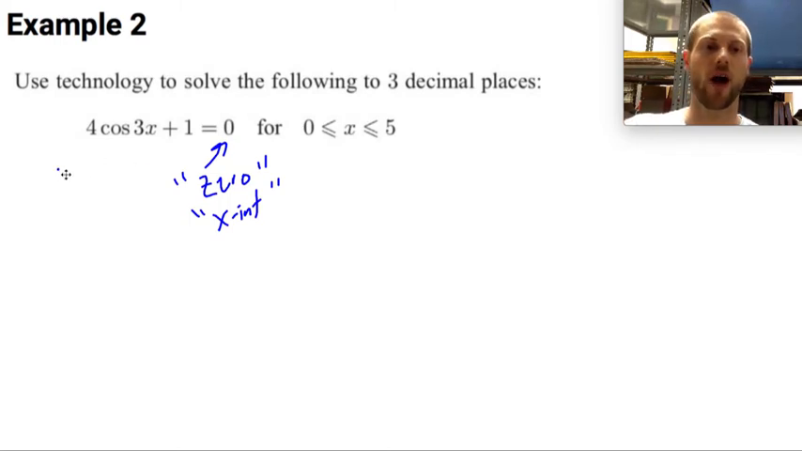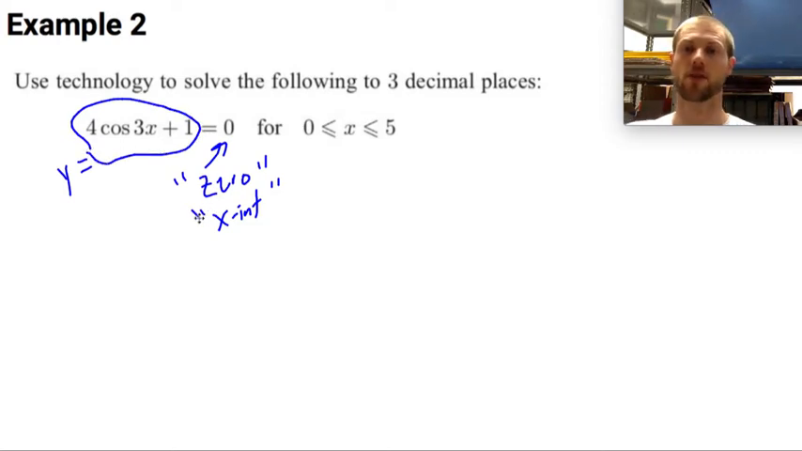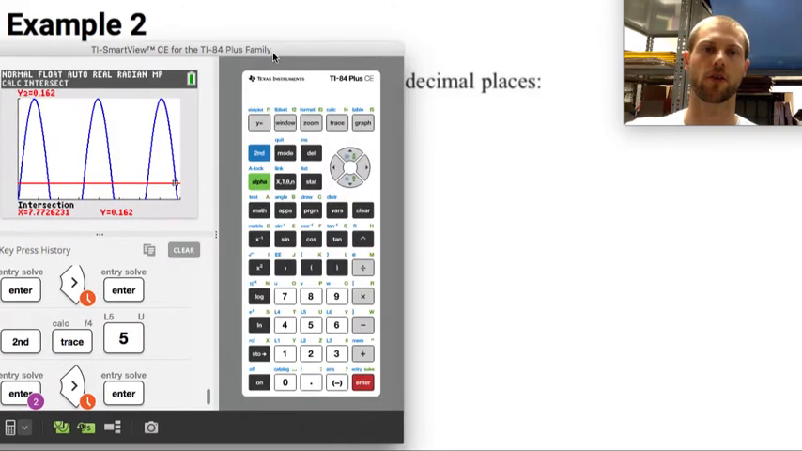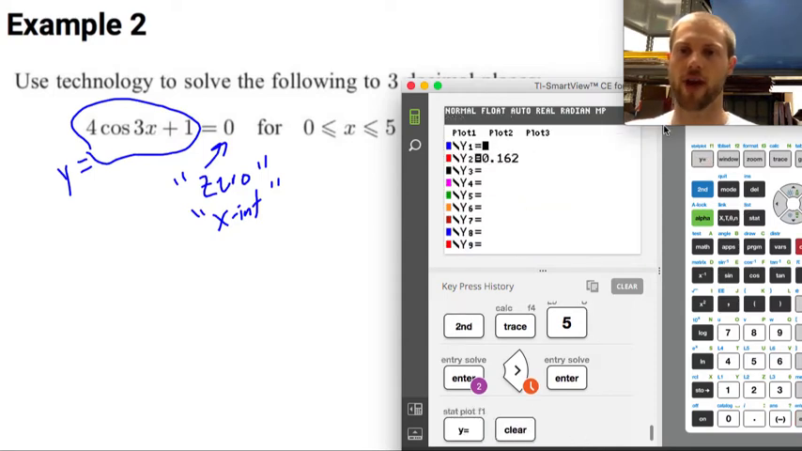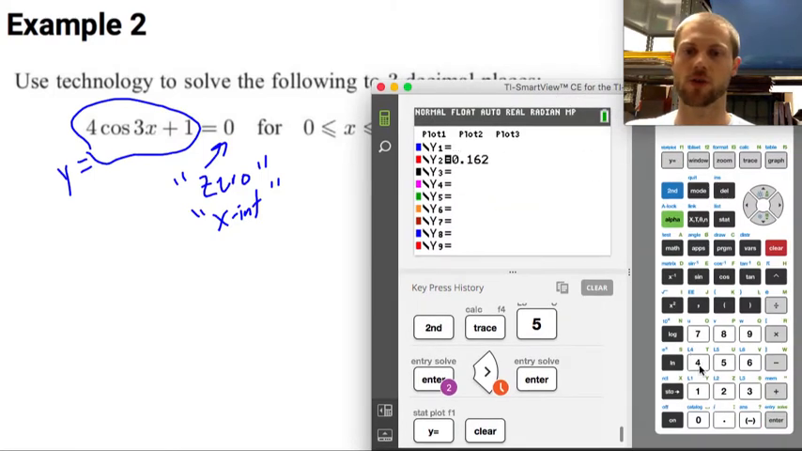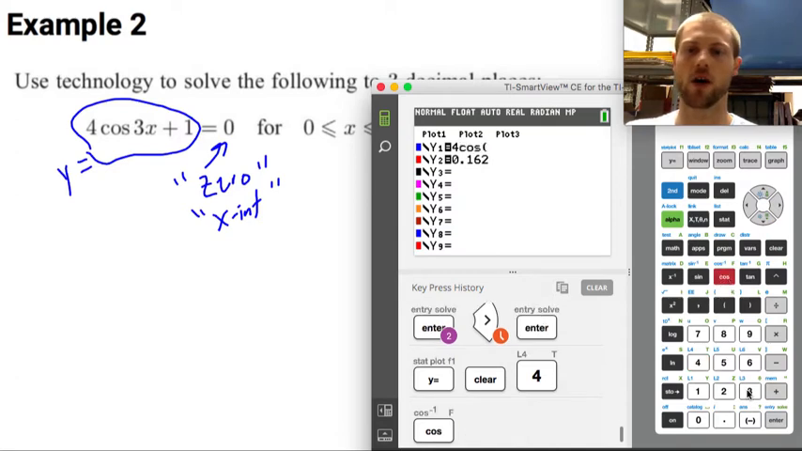So if I graph y equals this, and then look for my zeros, that'll give me the solutions here. So let me show you how I do that on the graphing calculator. This time I'm looking for solutions between 0 and 5. So this time I'm just going to have one graph. I'm going to have y equals 4 times the cosine of 3x plus 1.